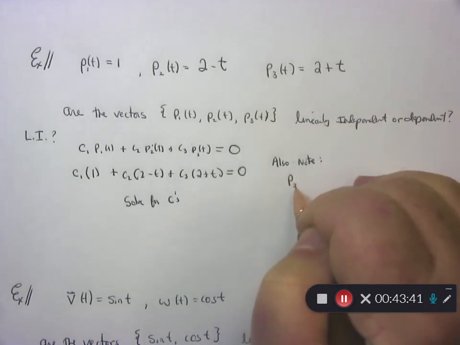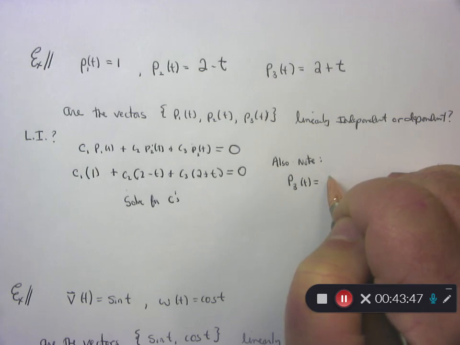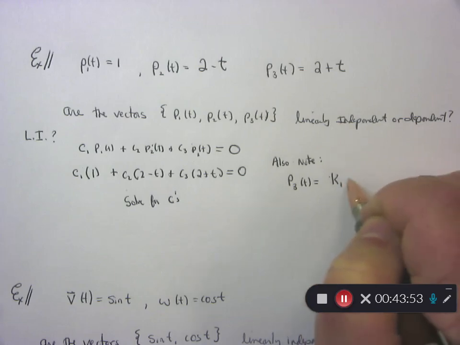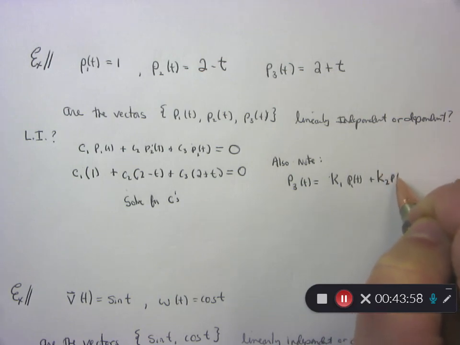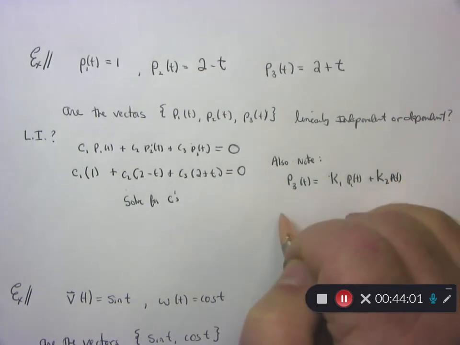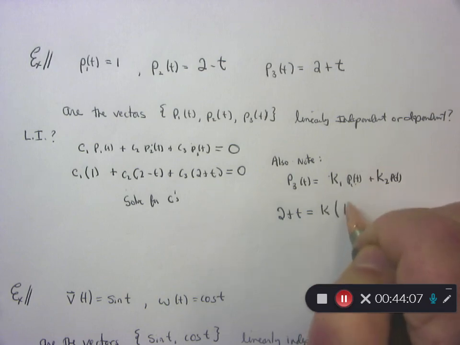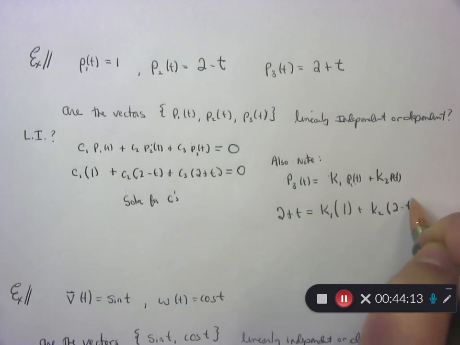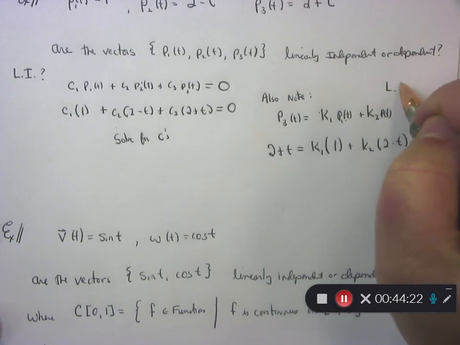I can look at P3 of T, and can you actually write it as a linear combination of basically a constant? I'll use a different constant, I'll use K's. K times P1 plus a different K times P2. So in other words, can you get P3, which is 2 plus T? Would that be equal to K times P1, which is 1, plus K times P2, which is 2 minus T? Can you solve this guy? This would be linearly dependent.